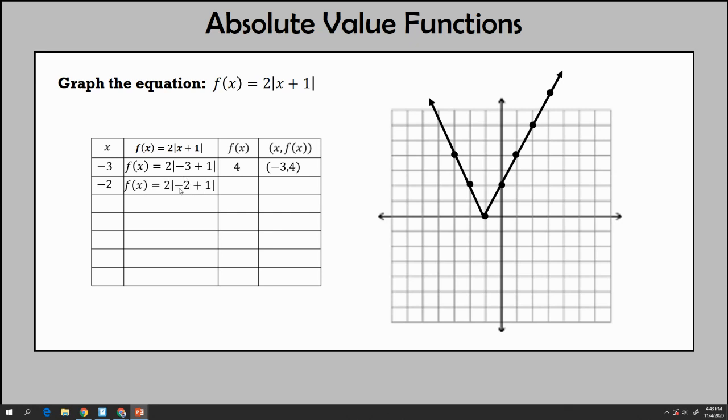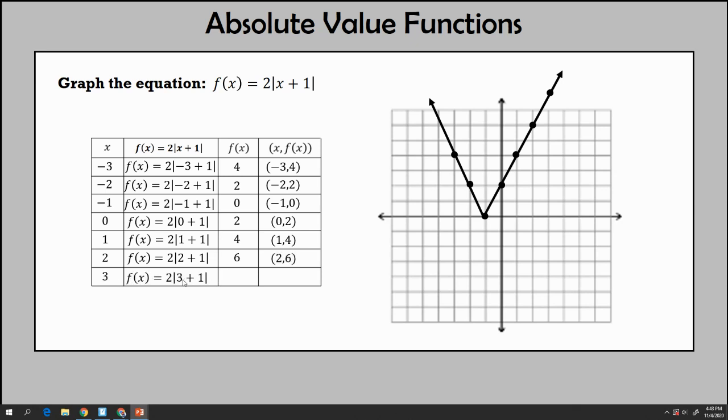-2 plus 1 is -1. Absolute value of -1 is 1, times 2 is 2. So -2, 2. -1 plus 1 is 0, times 2 is 0. So -1, 0. When I put 0 in here, 0 plus 1 is 1. Absolute value of 1 is 1, times 2 is 2. 1 plus 1 is 2. Absolute value of 2 is 2, times 2 is 4. 2 plus 1 is 3, absolute value of 3 is 3, times 2 is 6. And then 3 plus 1 is 4. Absolute value is 4, times 2 is 8. So here's my graph, right?